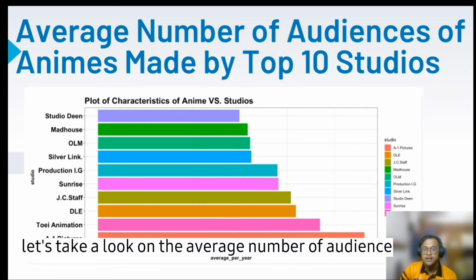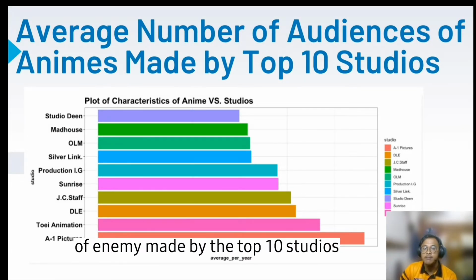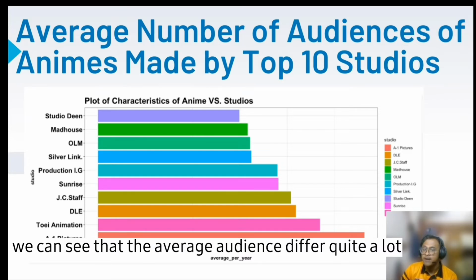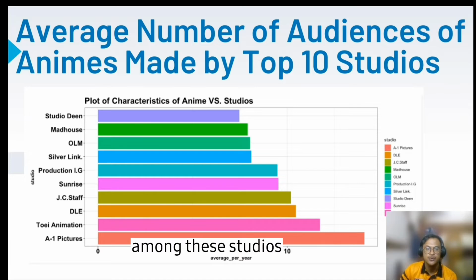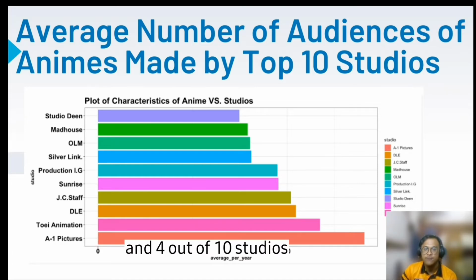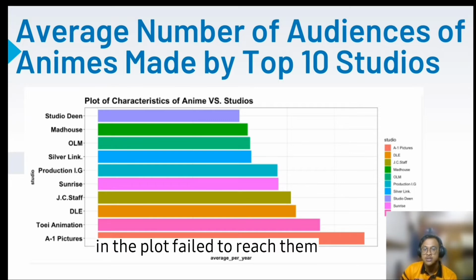Then finally, let's take a look at the average number of audience of anime made by the top 10 studios. By looking at the above bar plot, we can see that the average audience differs quite a lot among these studios. The average audience of all animes collected is close to 40,000, and 4 out of 10 studios in the plot failed to reach that.